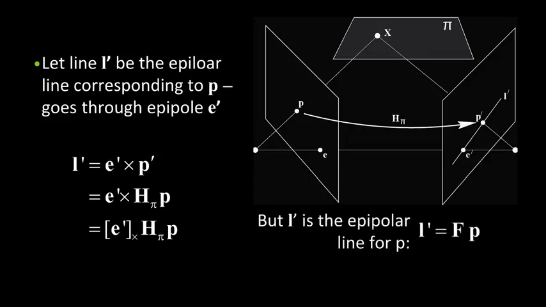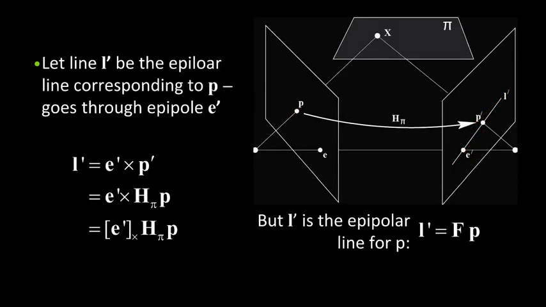But now, I said L prime is the epipolar line in the prime frame for the point P. That's what this is, right? This is the epipolar line for this point P. Well, we just learned that L prime is just Fp, F, the fundamental matrix, times P. We learned this like 5 slides ago. That was the one that we repeated like 17 times.